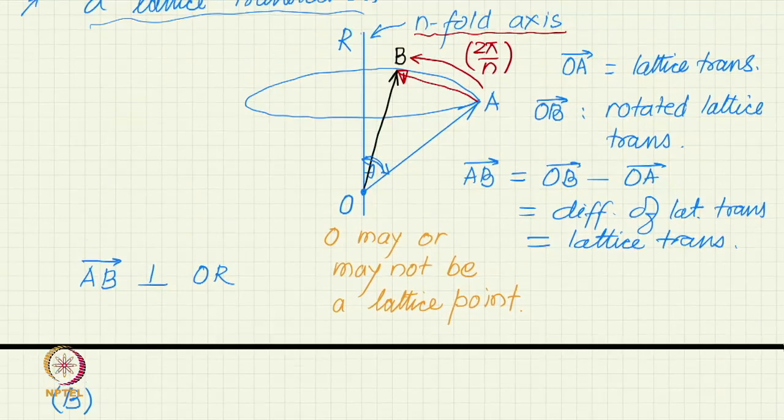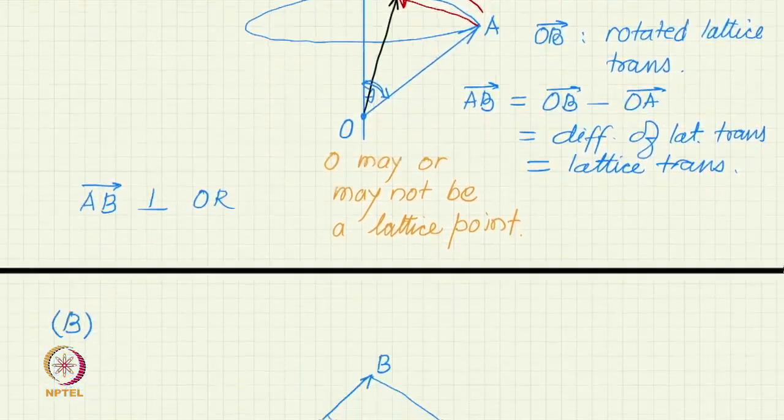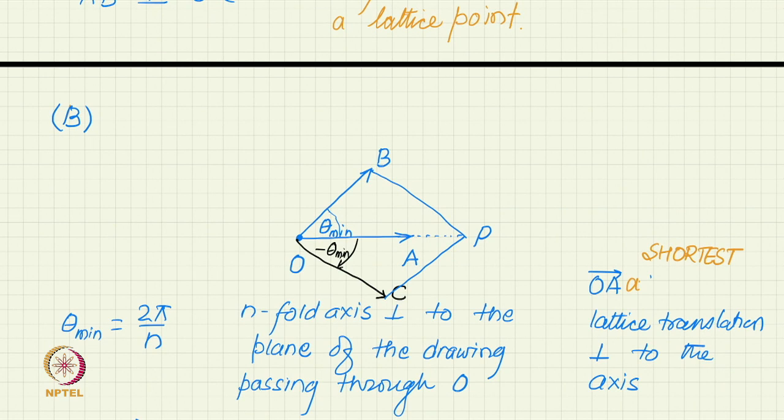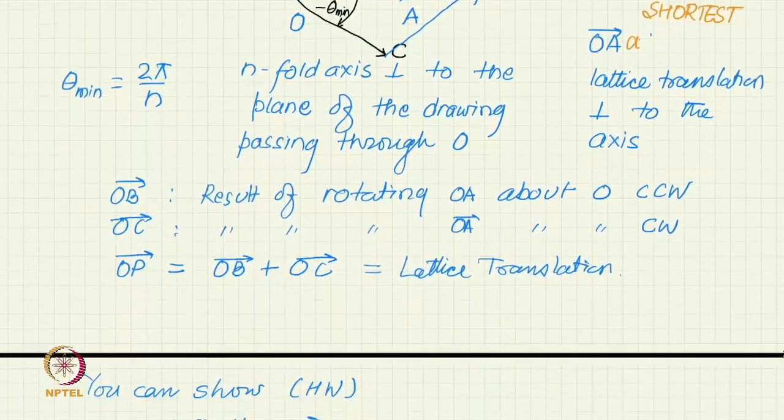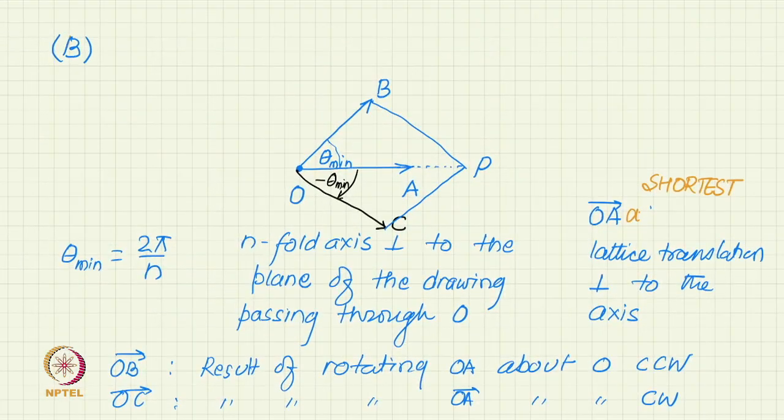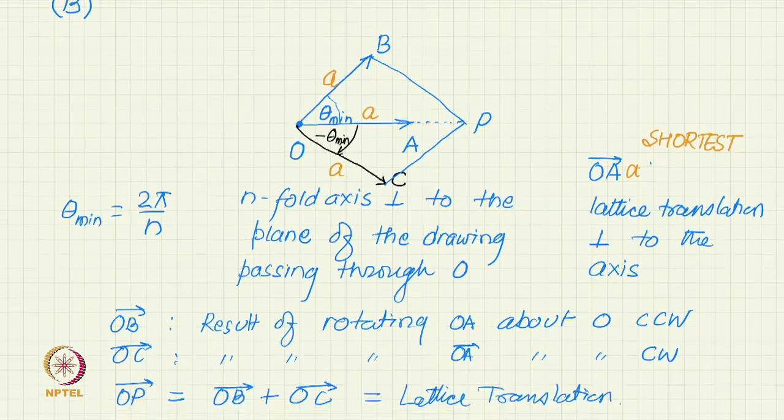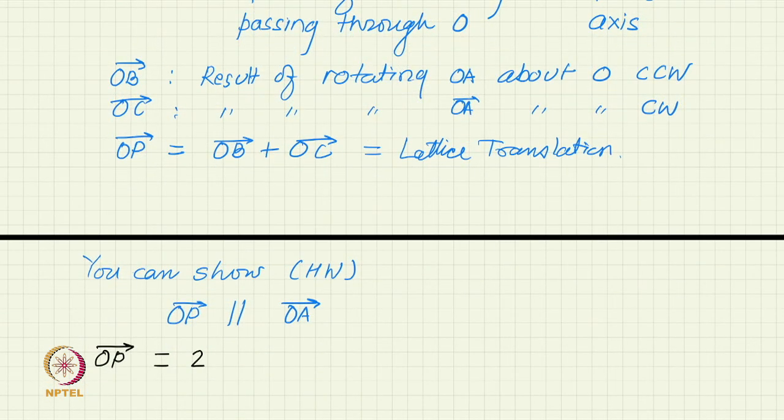We are assured here that there are lattice translations perpendicular to the axis. Among those lattice translations, I choose the shortest one. So, OA is my shortest lattice translation. Now, can you find OP? Let us say the length of OA was A. So, OB will also be A, OC will also be A, and how can I write OP in terms of A and theta min? 2A cos theta min.